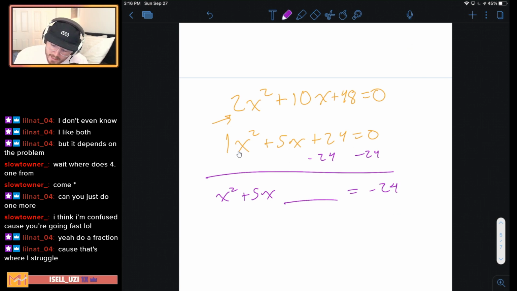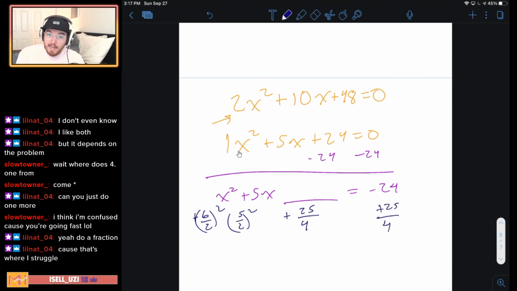I'm going to add b over 2 squared. Well, as Nat requested there, I'm doing 5 over 2 squared. We got our fraction. So we're going to add 5 times 5 is 25, 2 times 2 is 4. We're adding 25 fourths to each side.